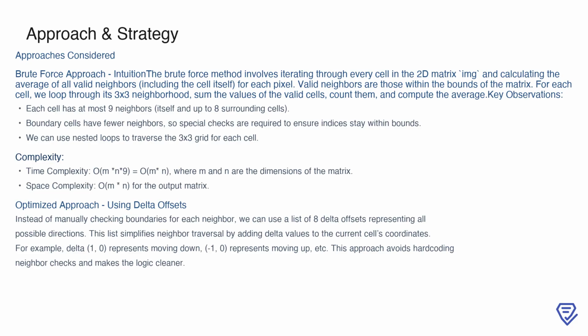In terms of complexity, the time complexity is O(m*n), as we process each cell in the matrix, and the space complexity is also O(m*n), which accounts for the output matrix where the results are stored.